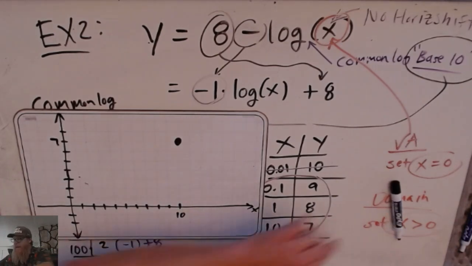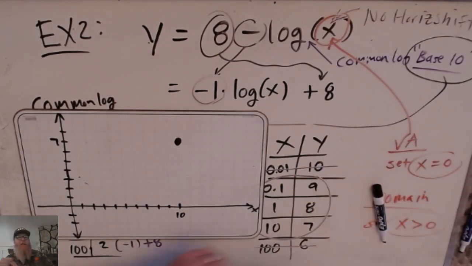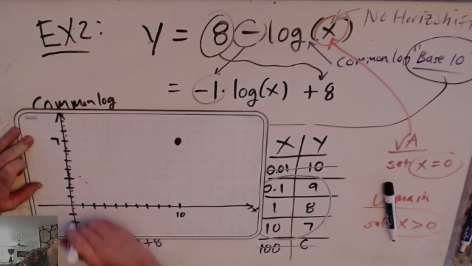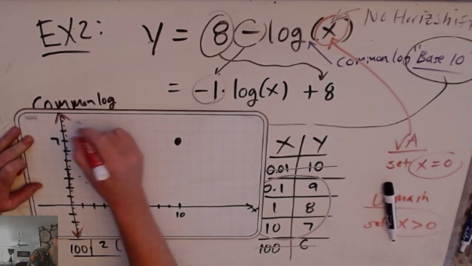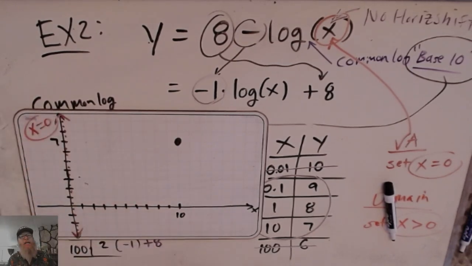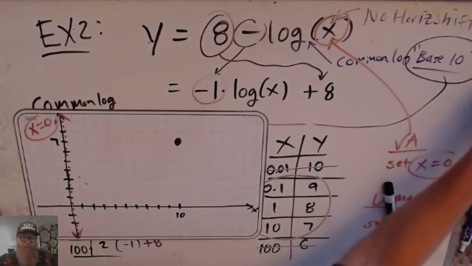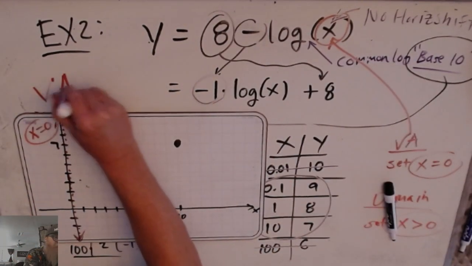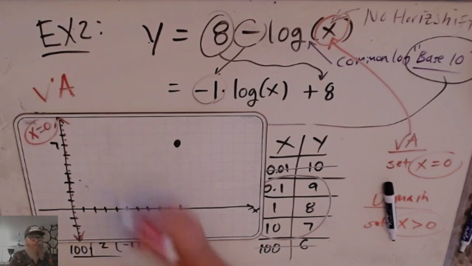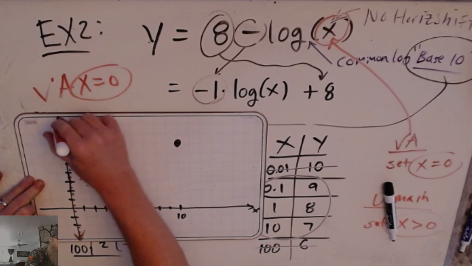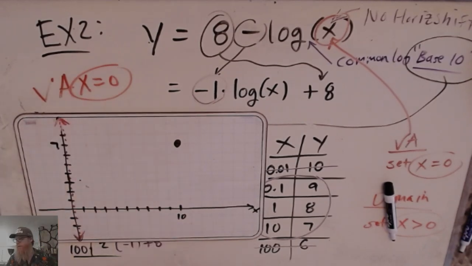Oh, I forgot to put my asymptote. I was talking about it a minute ago, but I didn't draw it. It's right on top of the axis. X equals 0. That's your VA. That's your vertical asymptote. And I'll erase it here. It's kind of getting in the way of my other points.